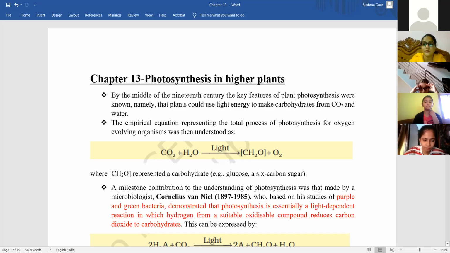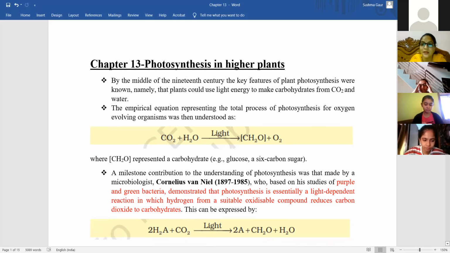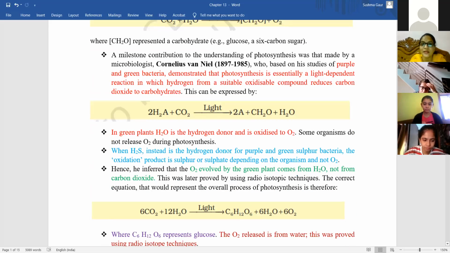So the concept of photosynthesis was unknown till the 19th century. Photosynthesis can be explained with the help of an equation. This is carbon dioxide and water. They combine in presence of light to form CH2O, that represents a carbohydrate, that may be glucose or any 6-carbon sugar. But at the end of the 1800s, 1897 to 1985, there is a scientist whose name you have to remember.